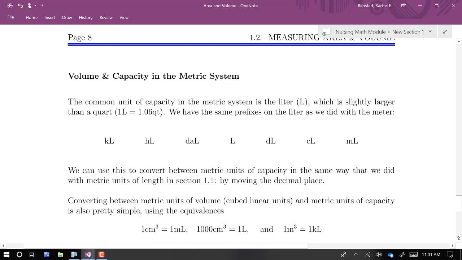In the metric system, for measuring capacity, our base unit is the liter. And then we have the same prefixes, so I'm not going to talk about these prefixes anymore. They're written in the same order. I can use that move the decimal trick if I'm going from, say, kiloliters to liters. I would just move the decimal place 3 spaces to the right. So these mean the same thing. That's one nice thing about the metric system: once you've learned what those prefixes mean, they mean the same thing regardless of which unit we're attaching them to.